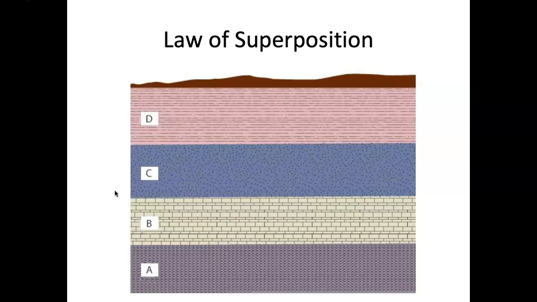So if we were looking at these different layers within the Earth's crust, you would assume from this that there's no obvious changing of the rock layers. It's uniform throughout. But from this, we could say that A is going to be older than B, B is going to be older than C, and D is our youngest rock that we have in this area.